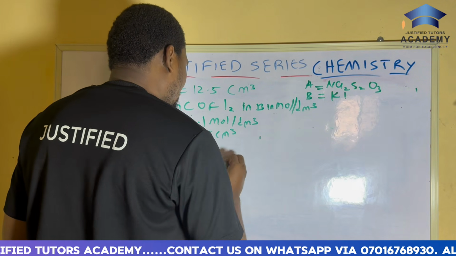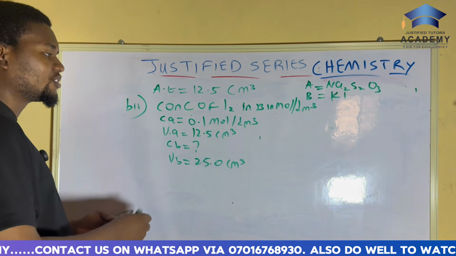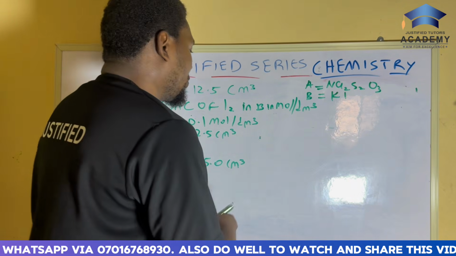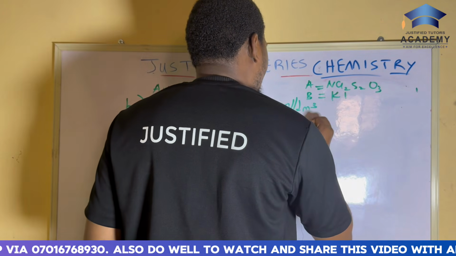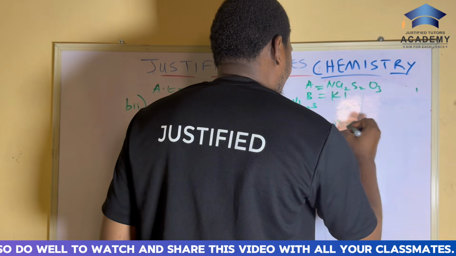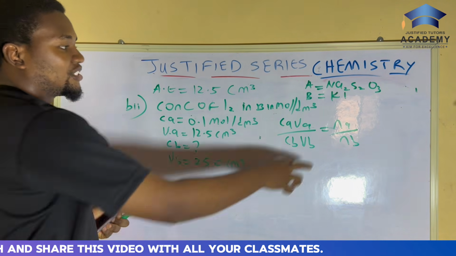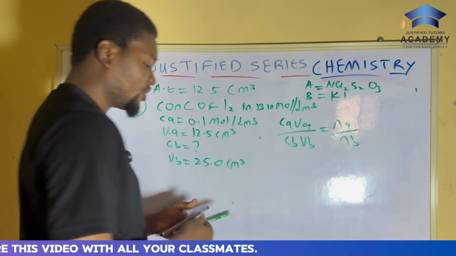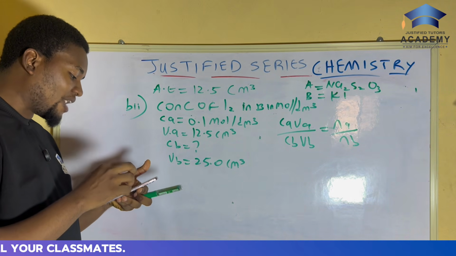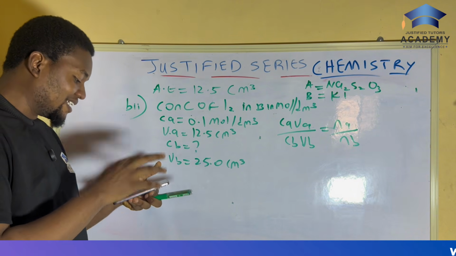Correct me if I'm wrong, but I know that's it. So we have these three things. What formula in chemistry has all of these in it? The formula is CAVA over CBVB equals NA over NB. The next thing to find is our number of moles of acid and number of moles of base.